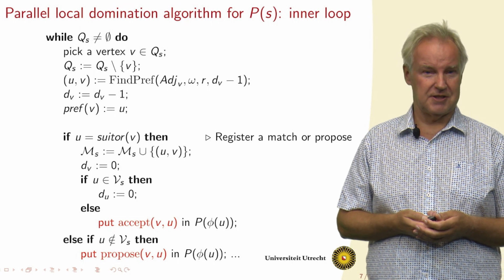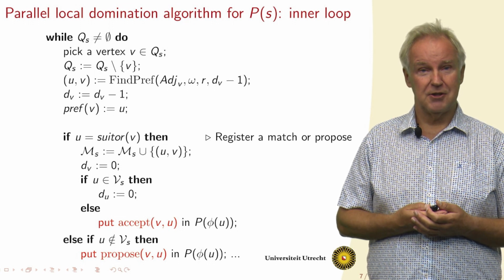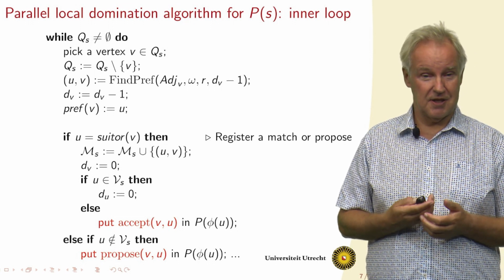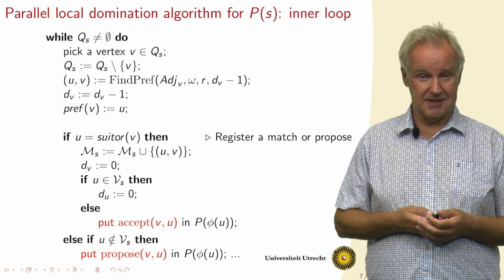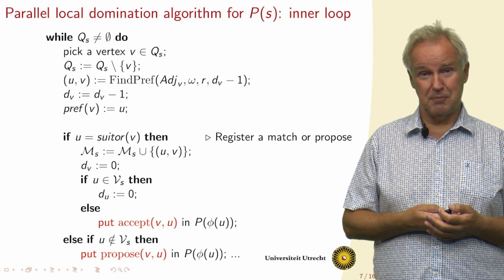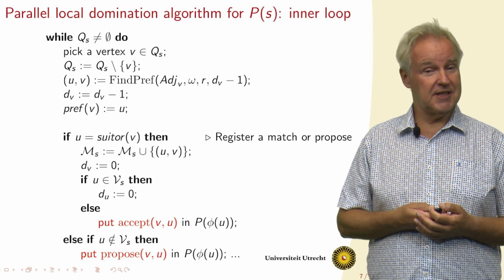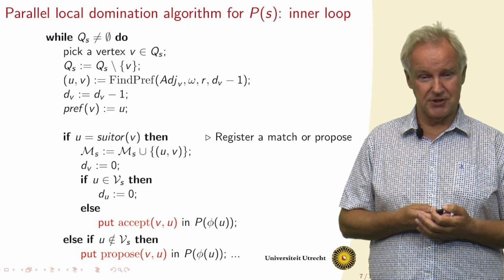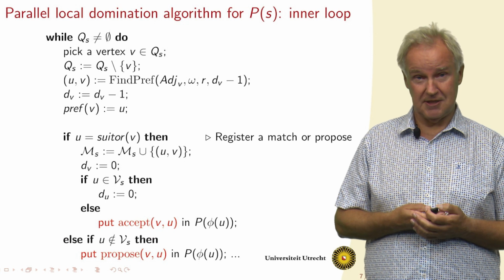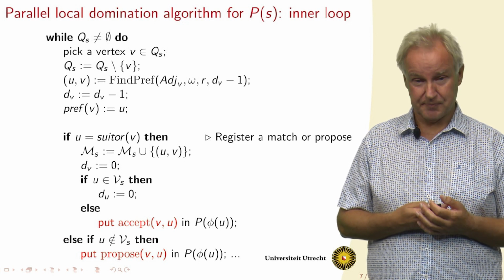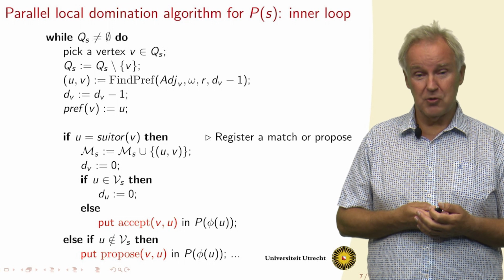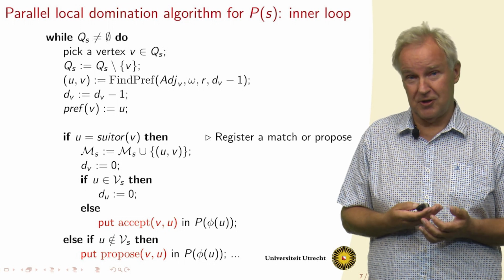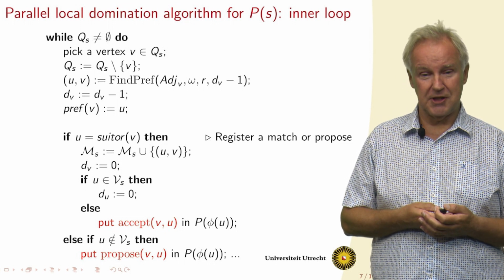So let's go through this. So first you pick a vertex, remove it from the queue, you find its preference, you set the preference to u, and then we're going to look whether the preference is mutual. So if I see that u is the suitor of v, then we have a match. Because the preference is mutual, we register it in the local set ms, and we set locally the degree to 0, because v is a local vertex, so we can set its degree to 0.